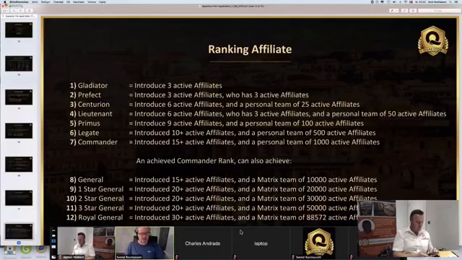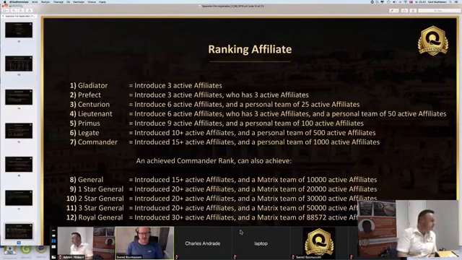And if you don't think it can add up, please remember that Binance this year alone on the same 0.2% is actually making $1 billion in profit. So those small numbers can really add up. Ranking, we have a ranking that goes in 12 levels, from Gladiator to Royal General.